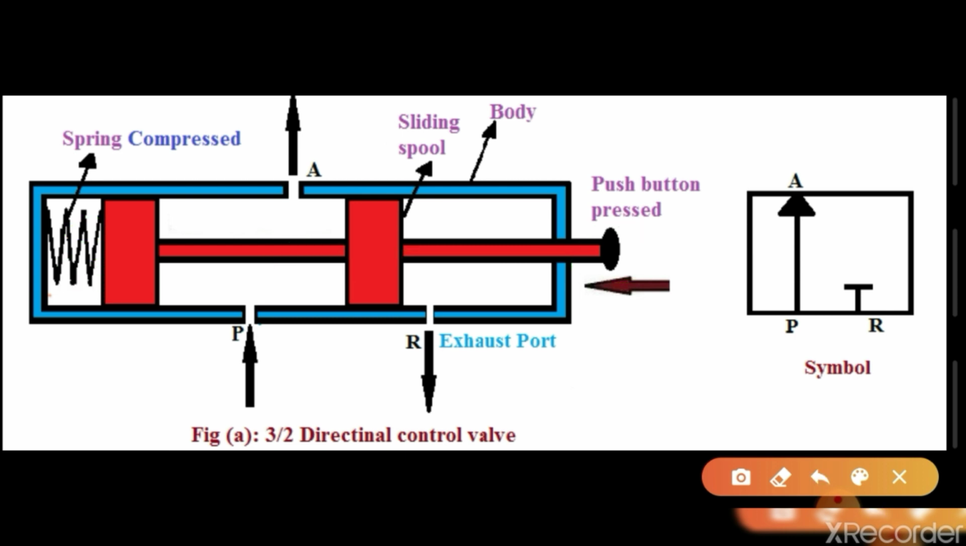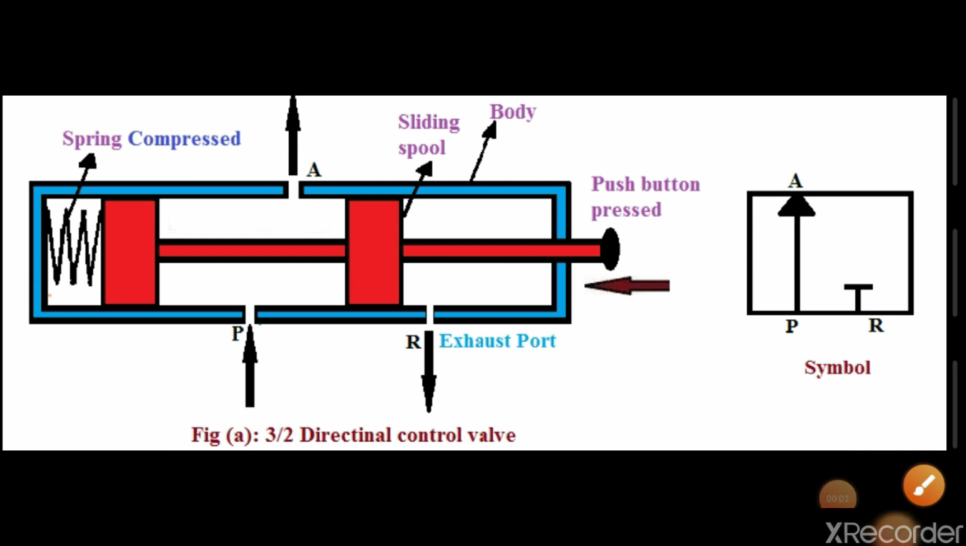Then the fluid starts entering through this port P and directly flows out through port A. So now in this symbol we can see the arrow mark from P to A shows that flow of fluid is taking place directly from P to A, and this T mark shows that port R is closed. Okay, means there is no flow at port R. So this is all about case 1.